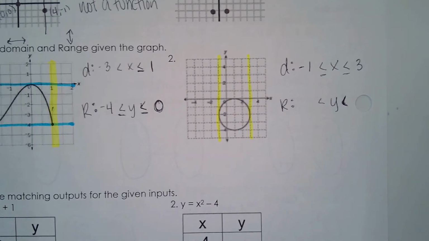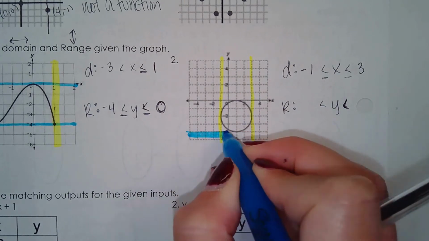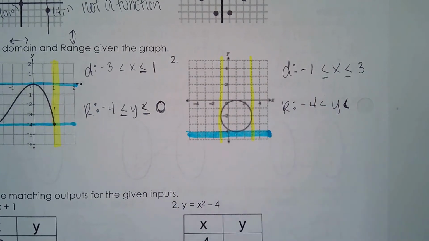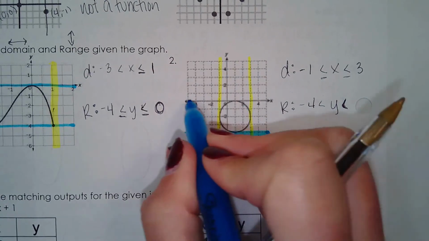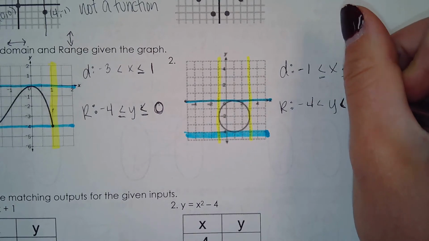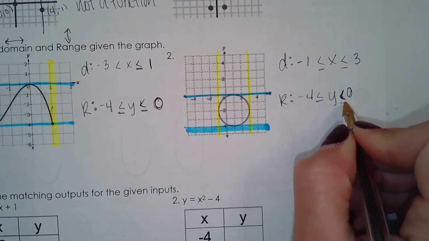Then in your second color, we'll do the same thing for your range. This time we're looking up and down. So it's the furthest down that we go. -4. And what's the furthest up that it goes? And again, it equals both of those, so we can put equal to's on both of them.